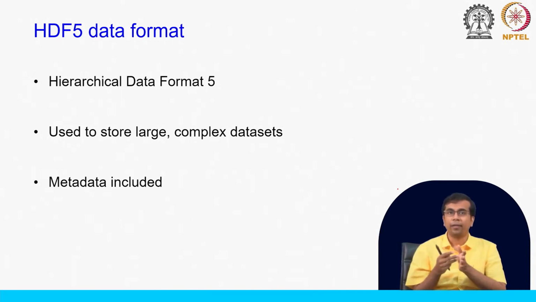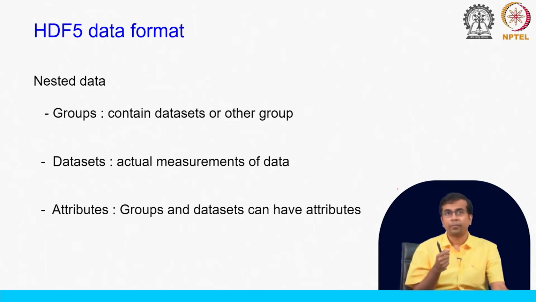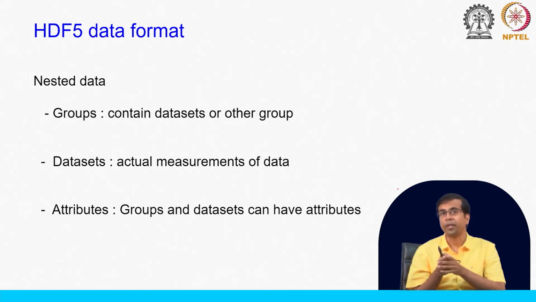The strength of this format is that you have the metadata included with the data. You can have as many data sets as you like, and for each data set you can also have the metadata saying what kind of data it is, or maybe the condition under which it was collected, etc. So, it is a nested data format, which means you have groups, and these contain data sets or other groups. You can have data sets, which are the actual measurements of data, and you have attributes for groups and data sets. So, what are these terms actually?